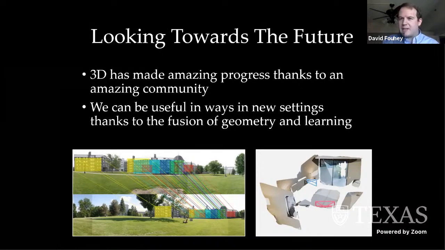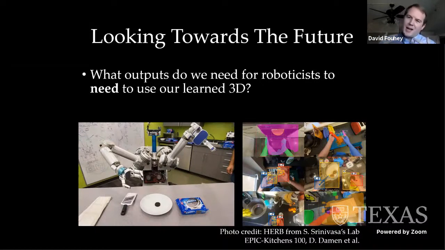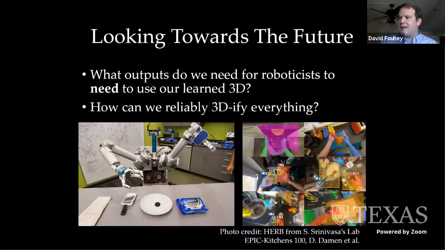And so there are two things I'm excited about. One is figuring out what outputs roboticists need in order to use our 3D. I always want to get roboticists to say, hey, do you want to use my system? And I'm looking forward to, in the next 10 years, having roboticists say, yes, I want to use your system. I will not have a system which doesn't take advantage of learning. And then, how can you reliably 3Dify everything? I think there are lots of areas where we can apply this learning and geometry together.